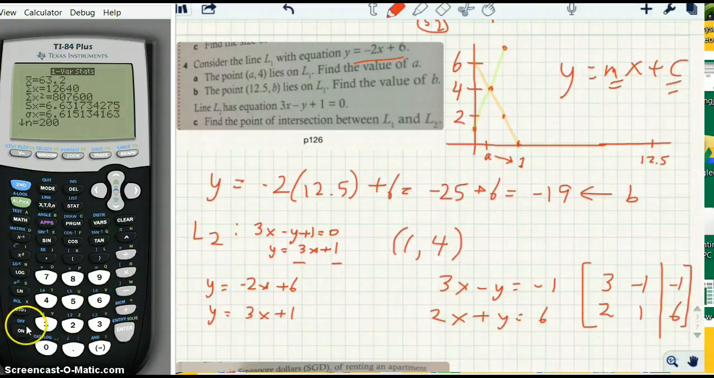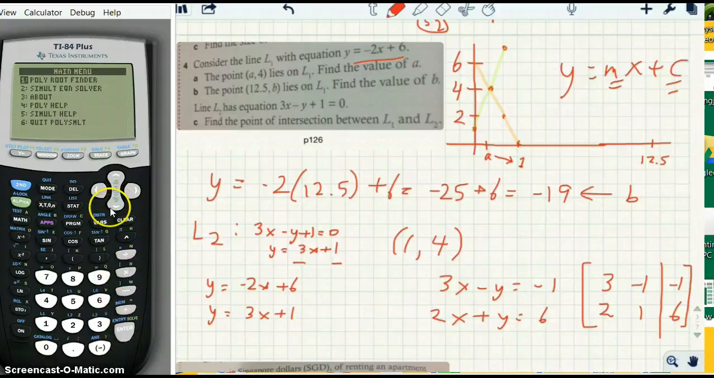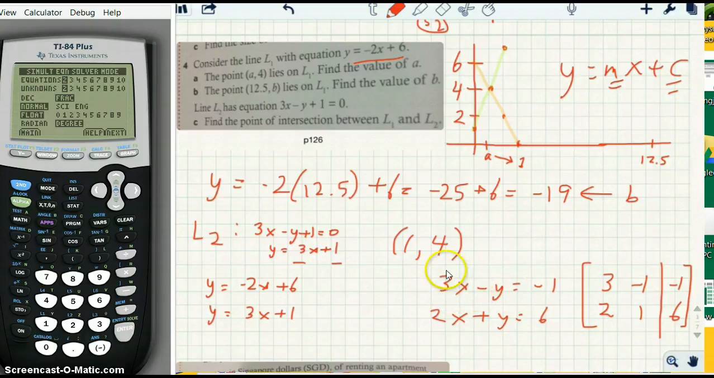Okay? And then we're just going to use poly SMLT, which you get by pressing apps, and then you go to poly SMLT and you press enter, and then you press any key, and then you go down to simultaneous equation solver. And we're going to use the coefficients here. The coefficients are the numbers that are multiplied times the variables. So we're going to use the 3 coefficient here, and this coefficient, hey, there's nothing there. This confuses a lot of people. There is something there. It's called negative 1.